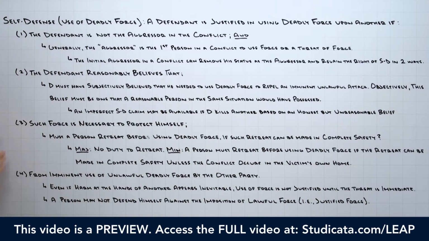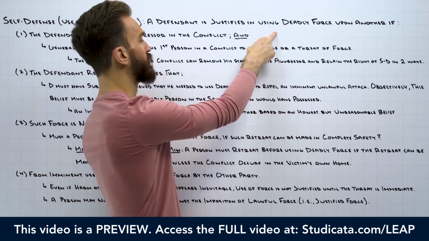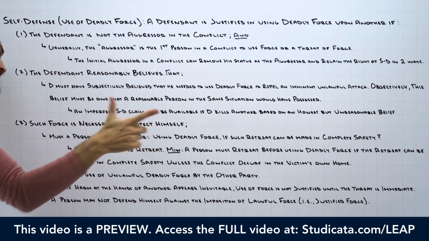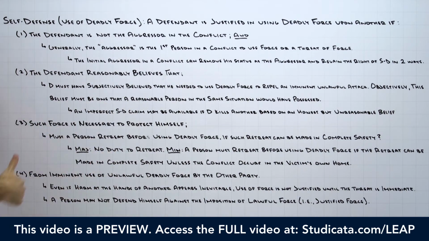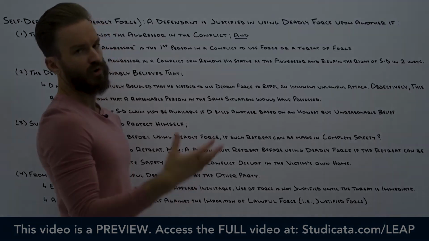Next, we have three more requirements. So we say a defendant is justified in using deadly force upon another if the defendant is not the aggressor in the conflict and the defendant reasonably believes that such force is necessary to protect himself from imminent use of unlawful deadly force by the other party. So we can break each one of these down one by one.